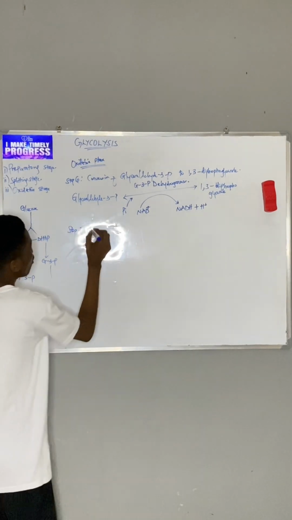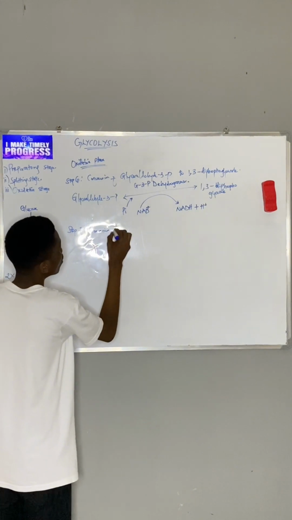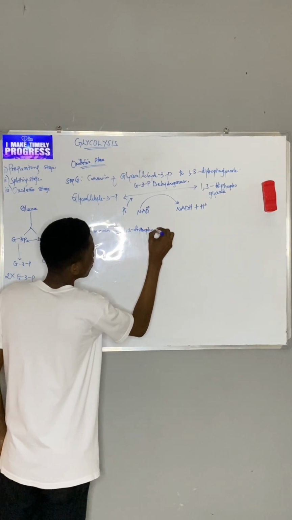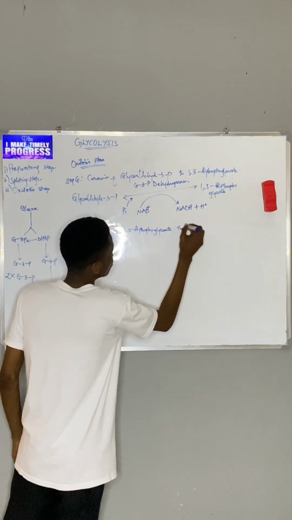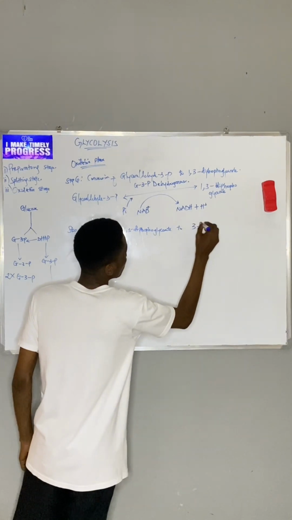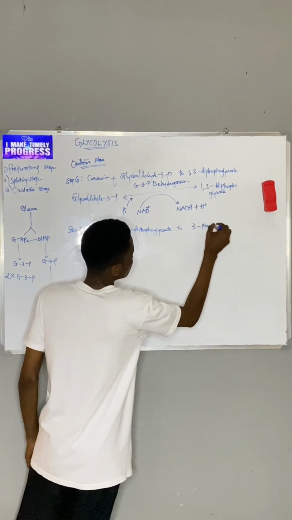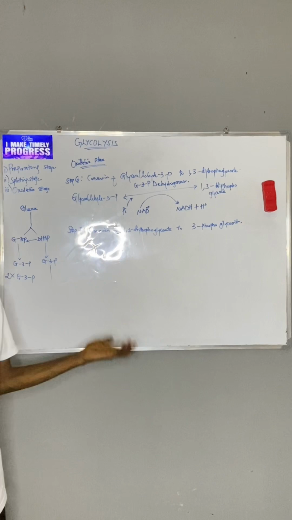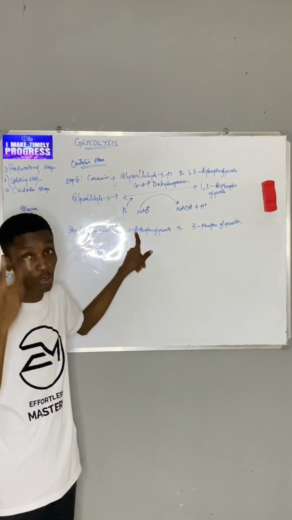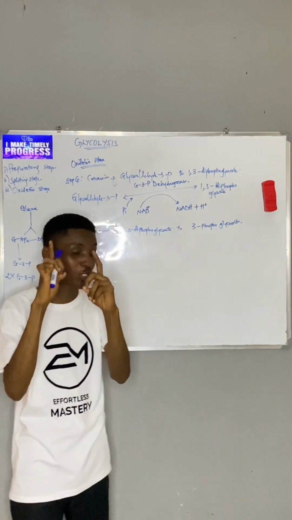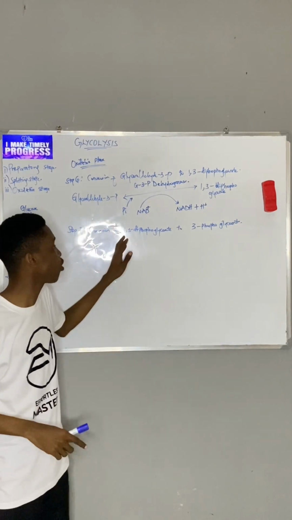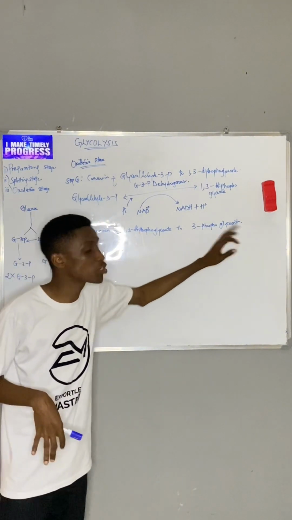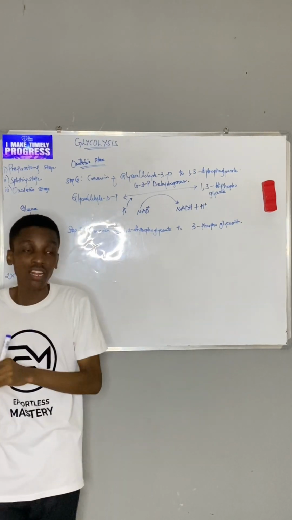In step 7, we have conversion of 1,3-diphosphoglycerates to 3-phosphoglycerates. So what's the difference? When you look at it very carefully, it's so easy to pick up. 1,3-di, they have 2 phosphates. When I look at here, how many phosphates do they have? Well, just one. So 1,3, of course, these are the positions where you have them. 1,3-diphosphoglycerates to 3-phosphoglycerates. That means there has been a removal of phosphate.